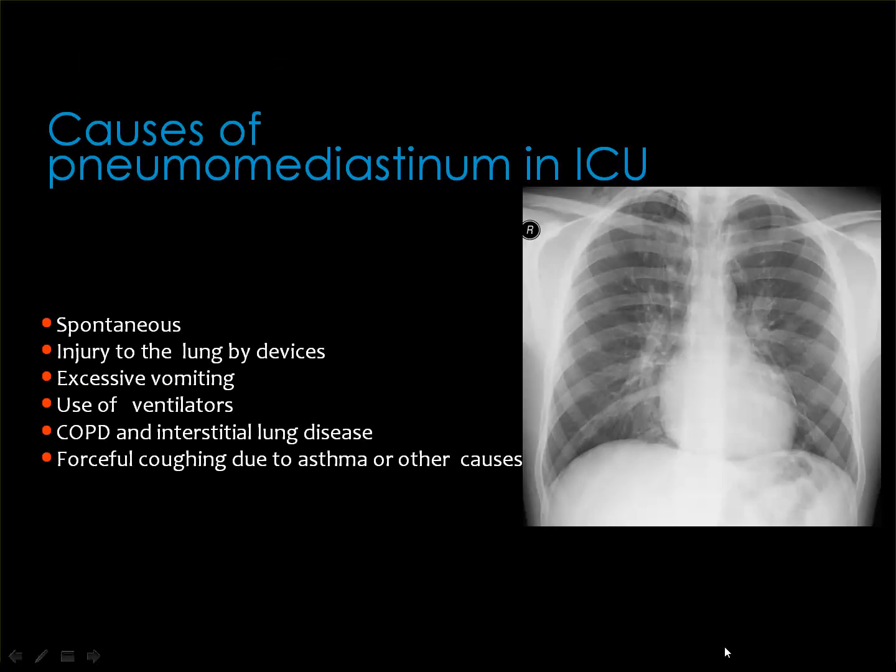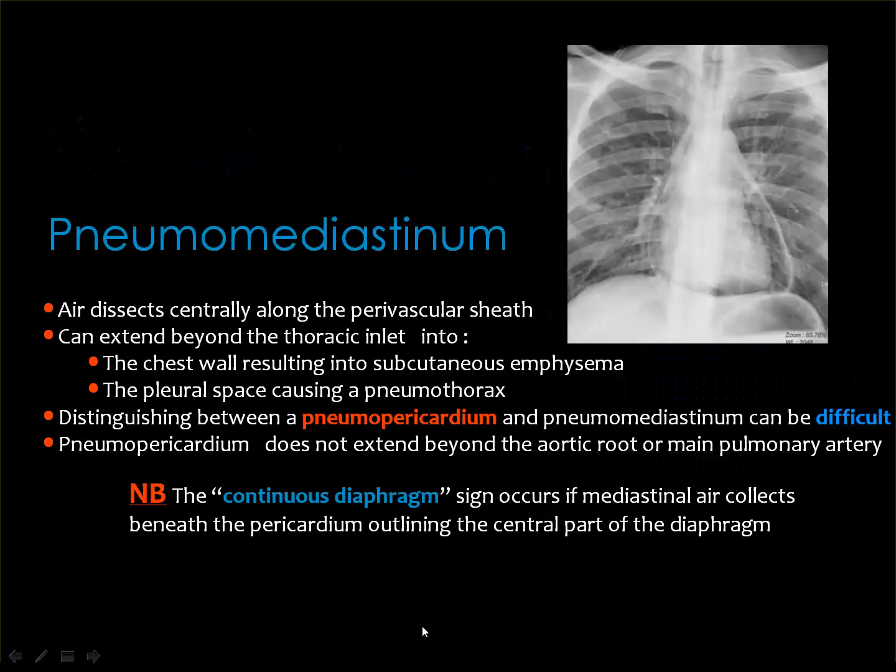Then also the continuous diaphragm sign, where you are able to follow the diaphragm all through, even in the area of contact with the cardiac shell. The causes of pneumomediastinum in ICU patients are spontaneous injury to the lung by the devices, extensive vomiting, ventilation, chronic obstructive pulmonary airway disease and interstitial lung disease, and forcible cough due to asthma or other causes.